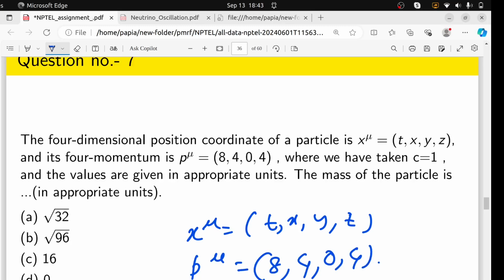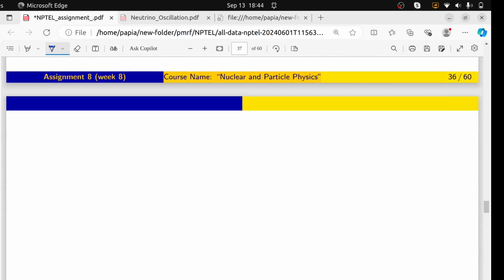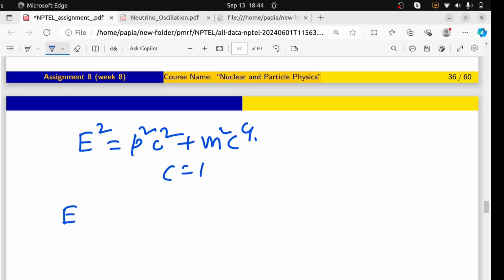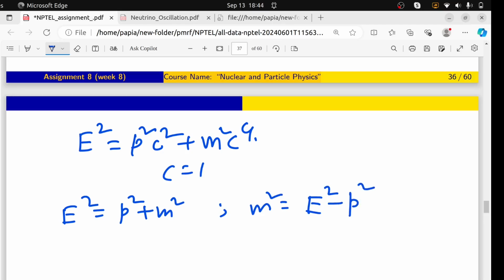The 4-dimensional position coordinate of a particle is x mu equals t, x, y, z, and its momentum is given, where we have taken c equals 1. Obviously, we are taking c equals 1, and the values are given in appropriate units. The mass of the particle they are asking. From the equation, E square equals P square c square plus m square c to the power 4. Now as c equals 1, I can write E square equals P square plus m square. So m square will be E square minus P square, and m will be root over E square minus P square. They are asking about m.